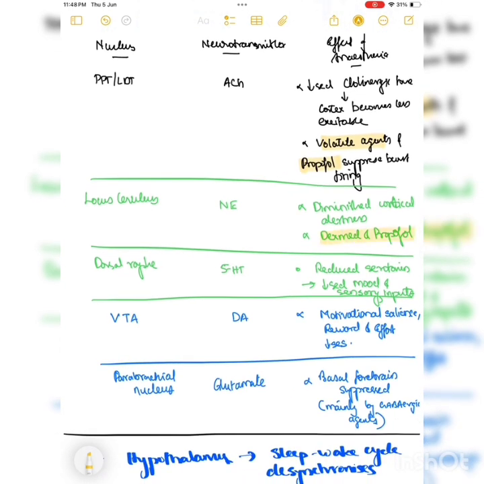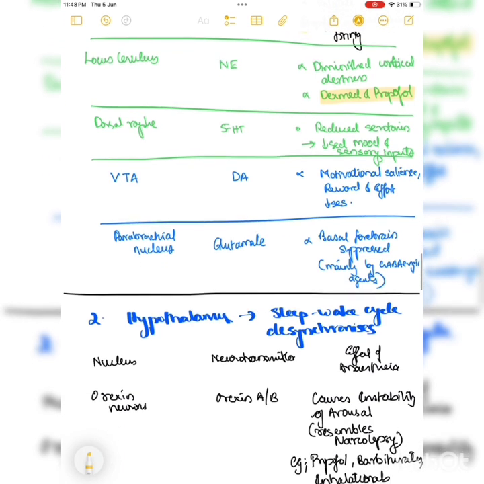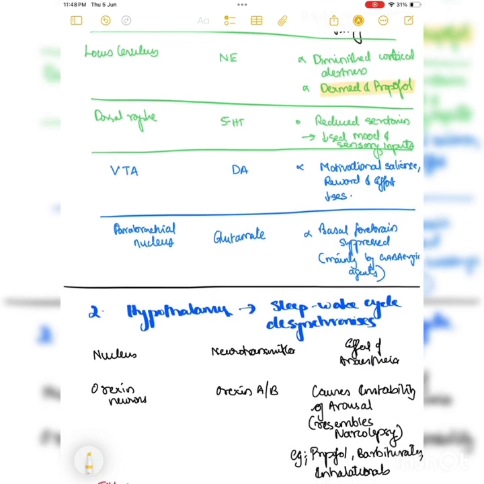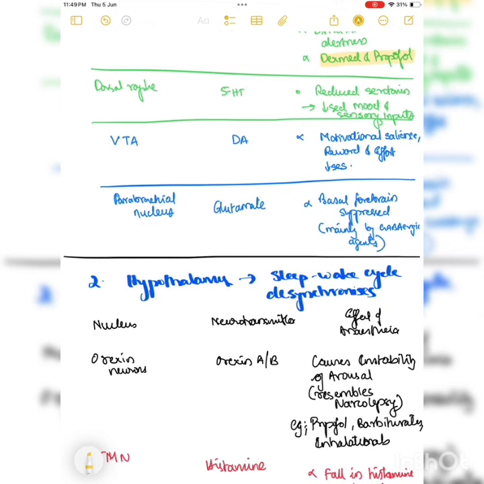Effect of anesthesia is diminished cortical alertness. Example, dexmedetomidine, propofol. Dorsal raphe nucleus: 5-HT is the major neurotransmitter. Reduced serotonin tone will lead to decreased mood and sensory input. In ventral tegmental area, dopamine is a major neurotransmitter. It leads to a decrease in the effort-based processes, reward and motivational salience.